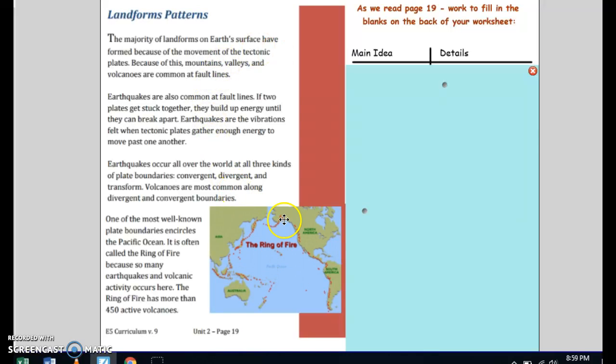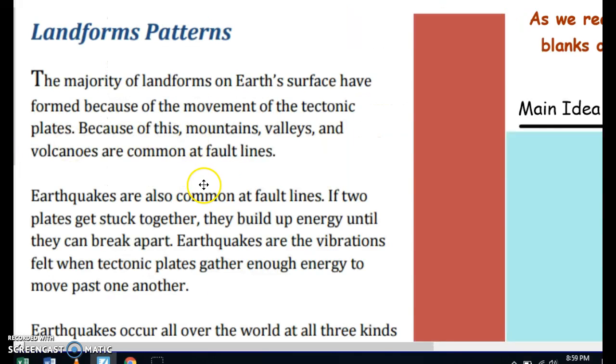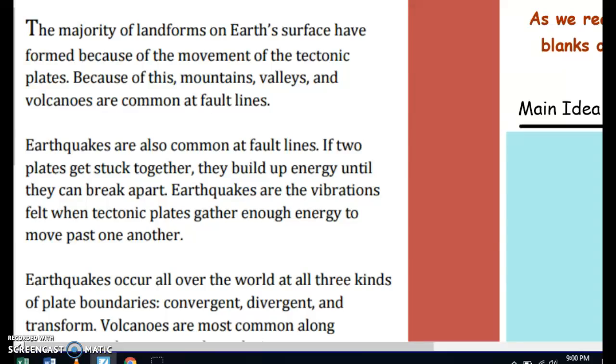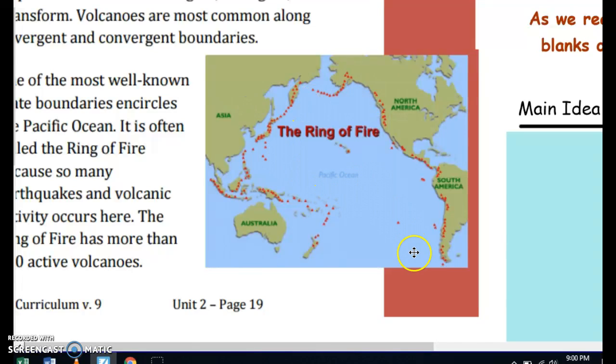Take a minute to look at this picture. It's pretty neat. Actually, I think I'll zoom in for you if I can. Oops, hold on. If it lets me. Pretty cool when you see these little red dots and their symbolism for volcanoes and earthquakes. Pretty cool. All right, take a look at that two-column note sheet and then go on to page 20.